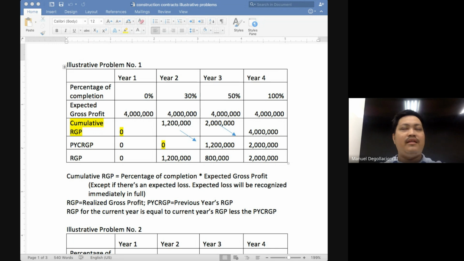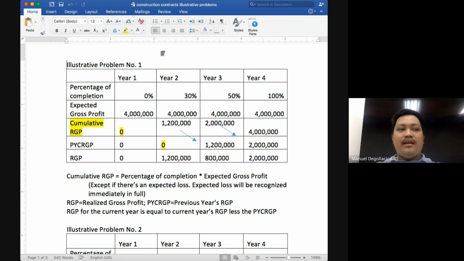Okay, and again, there are a lot of ways in which the problem can make the computation of the percentage of completion difficult. But once you have the percentage of completion, you only need one other thing for you to know how much will be reported as realized gross profit. Okay, it is the realized gross profit that will be reported in your income statement that will form part of your net income. So again, the most crucial is the percentage of completion. And once you have that percentage, the other thing that you would need would be the expected gross profit.